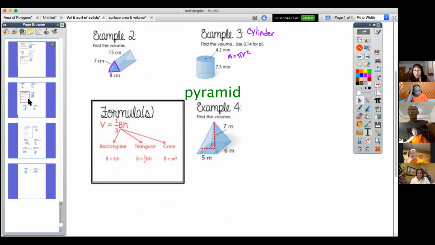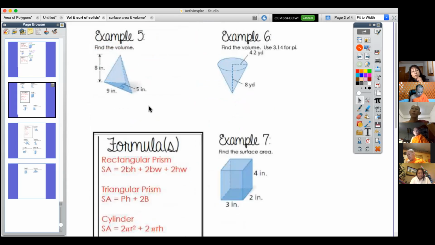Okay. So then I come to number 5. Is this a prism or is this a pyramid? Pyramid. That's right. Very good. It's a pyramid. Okay. So what is your base? What is the shape of your base? Triangle. Very good. So what is the area of triangle? So this is your base right here.